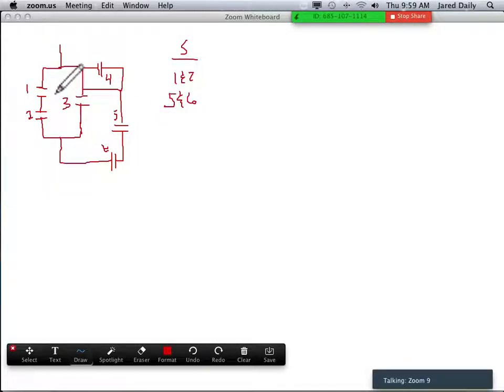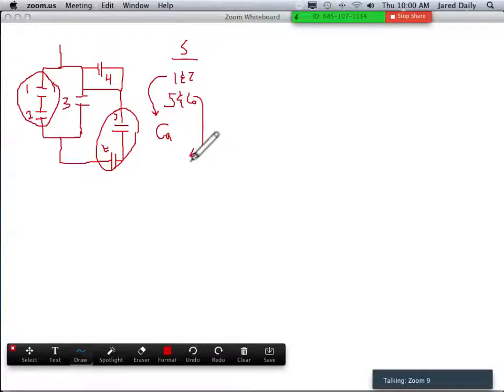So what we want to do is create a new capacitor to take the place of this one, and a new capacitor to take the place of this one, and then replace them and make a new circuit, right? So the capacitor that we're going to replace here, we'll call this one capacitor A. So capacitor A will replace 1 and 2. And 5 and 6 will be capacitor B. And according to our equation, 1 over capacitor A has to equal 1 over capacitance 1 plus 1 over capacitance 2.